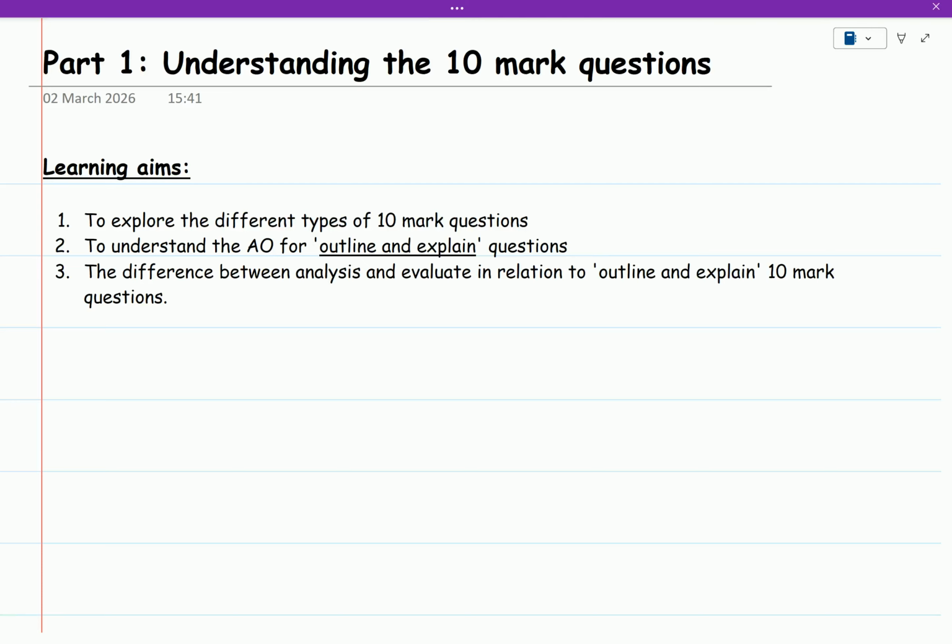Then we need to look at the assessment objectives for the outline and explain questions. So those are the questions without the item. And that helps form how we're going to approach the question, what matters and what doesn't. And then finally, we need to briefly look at the differences between analysis and evaluation for the outline and explain 10 mark questions. I'll explain it later on, but there are no marks for evaluation in that question. Therefore, you need to understand that before you start writing.